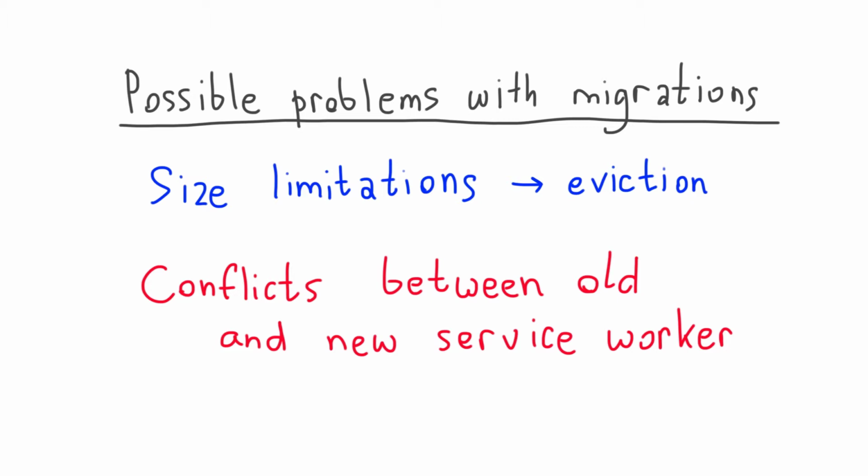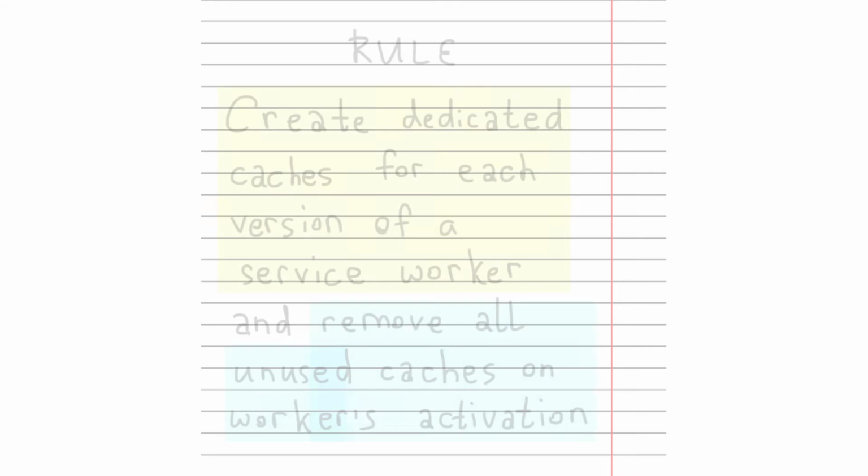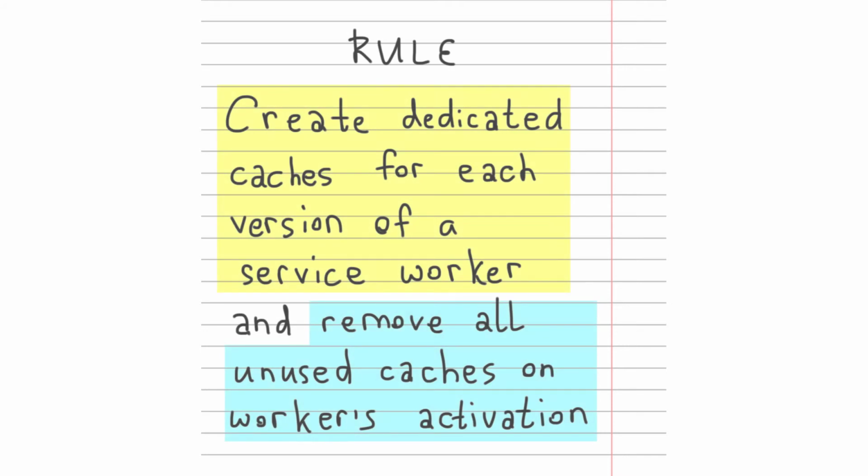First of all, we have to version them. The general rule here is to create dedicated caches for each version of a service worker and to remove all unused caches when a new service worker is activated. It may sound a bit fuzzy at first, so let's try to implement this rule.